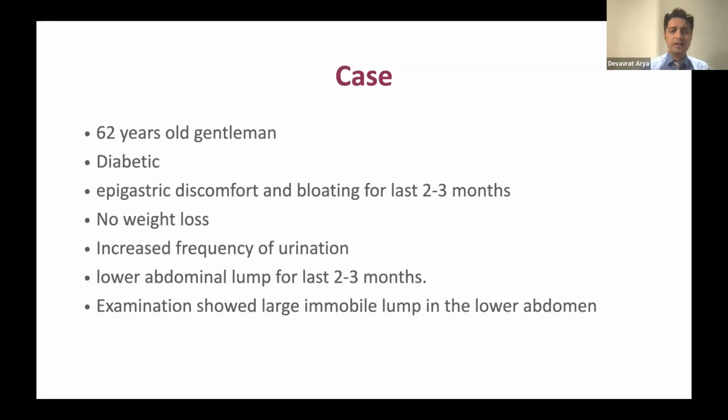So quickly, a case. This is a 62-year-old gentleman. He's a diabetic, presented with epigastric discomfort and bloating for the previous 2-3 months. No history of weight loss or increased frequency of urination. An abdominal lump was felt for the past 2 to 3 months. Examination showed a large mobile lump in the lower abdomen.